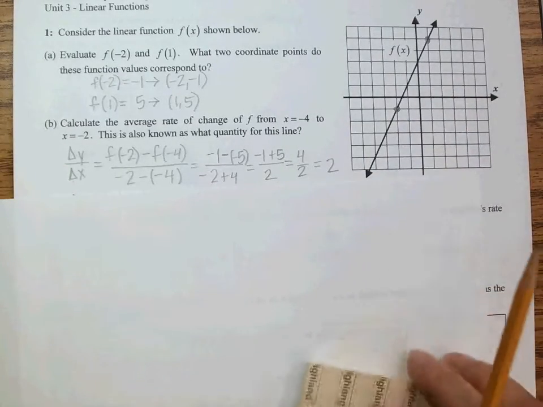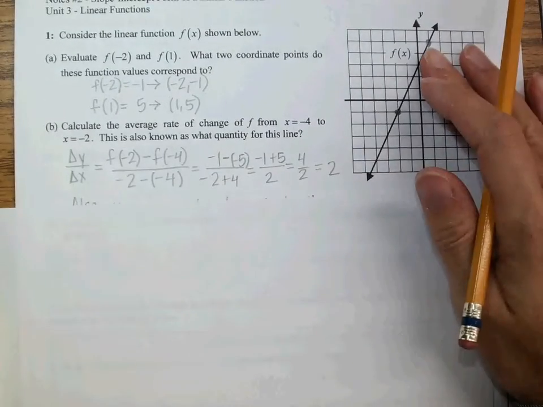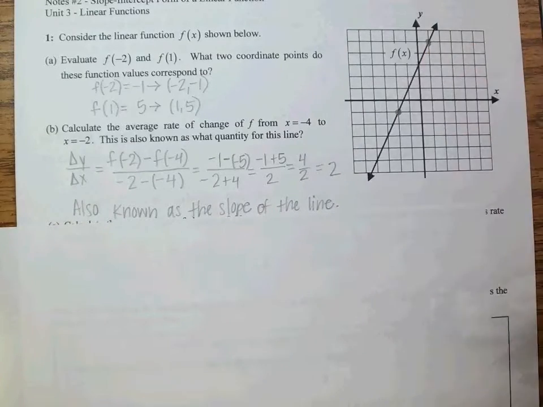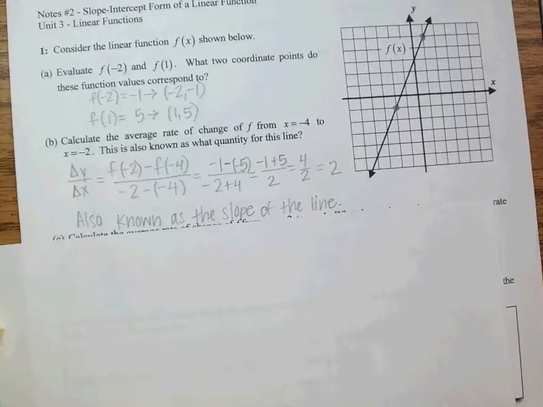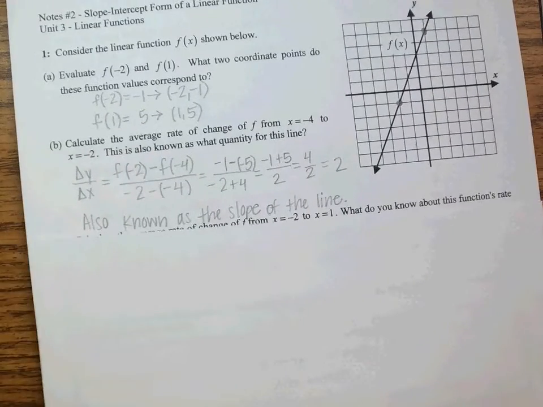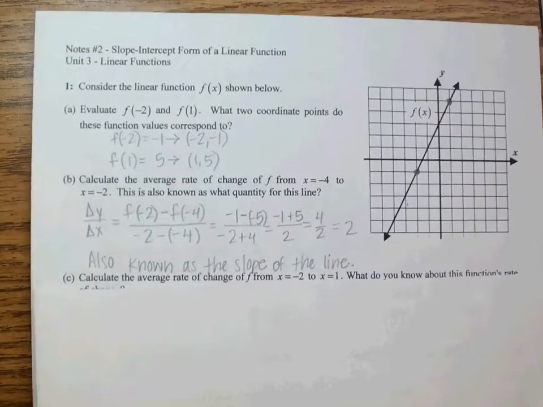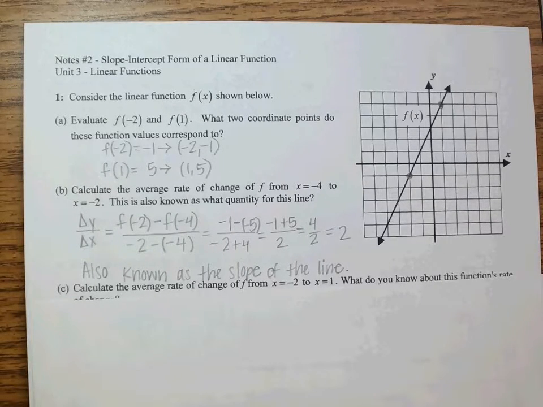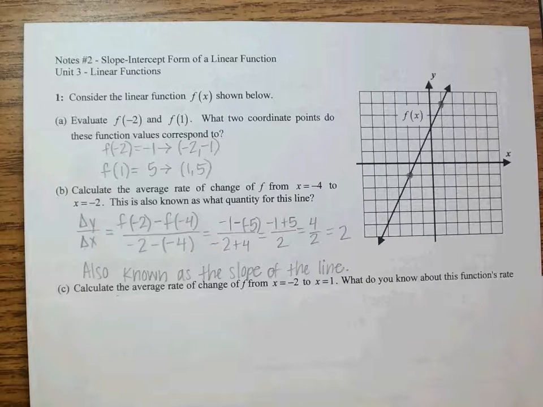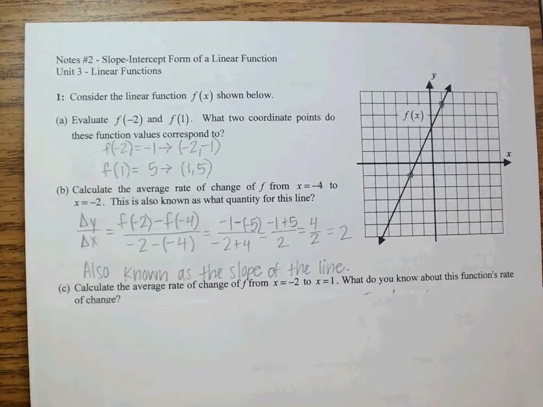Okay, and what is this also known as? Hopefully you guys realize it's also known as the slope of a line. Our next question, we're going to do the same thing, is we are going to be calculating the average rate of change of f from x equals -2 to x equals 1. What do we know about this function's rate of change?